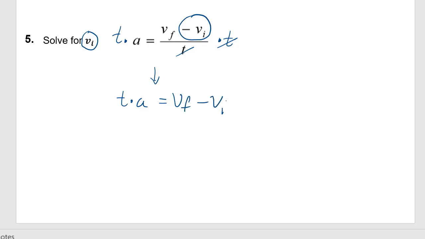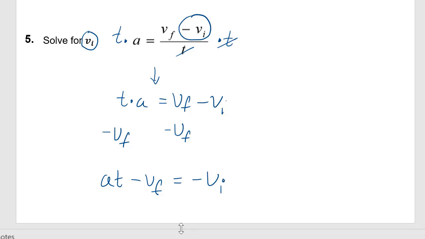And we want VI by itself, so there's kind of two ways to go. We can move the minus VI to the other side, or we can move the VF to the other side. I'm just going to leave the VI here and subtract VF from both sides. So on the left side we get A times T minus VF equals minus VI.